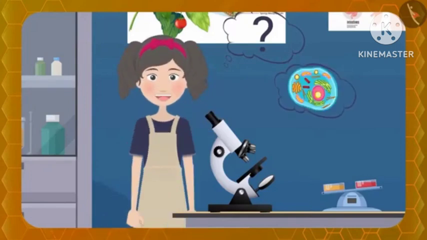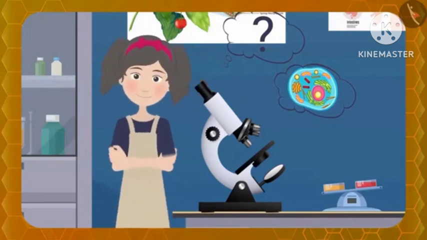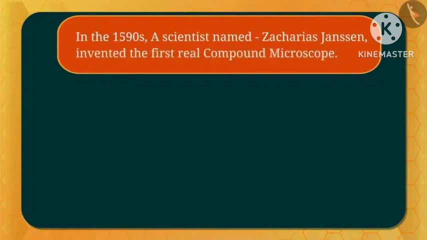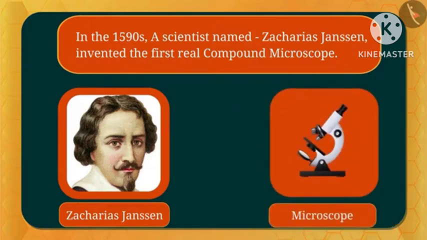Now if the cells are really so tiny, then how did the scientists first discover the structures of cells? In the 1590s, a scientist named Zacharias Janssen invented the compound microscope.